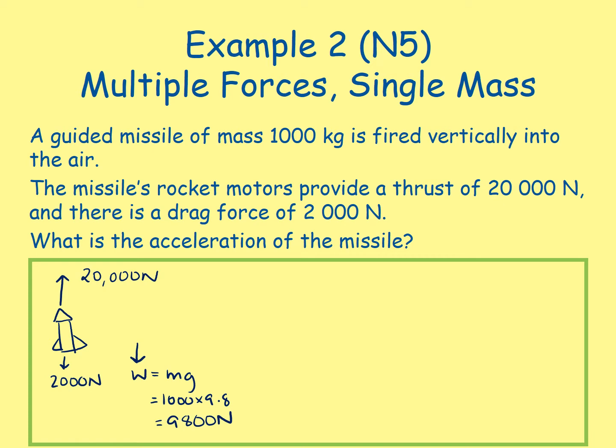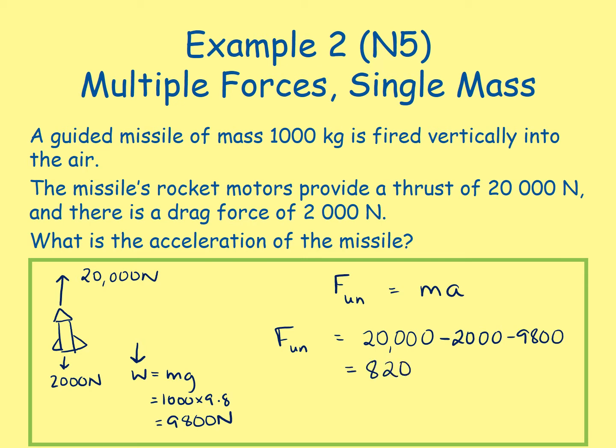So we want to calculate our acceleration. So our unbalanced force equals mass times acceleration. We've got a few different forces there. We need to find the overall unbalanced force. This is going to equal our 20,000 moving upwards, take away 2,000 as they're in opposite directions, and take away that 9,800 as well. This is equal to 8,200 newtons.